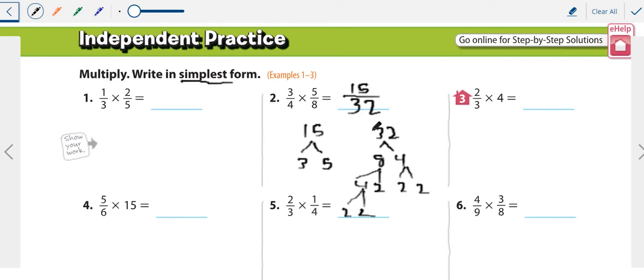There are no common factors between 15 and 32. That makes 15 32nds, folks. That is the simplest form. Now, next one I want to do is number 6.